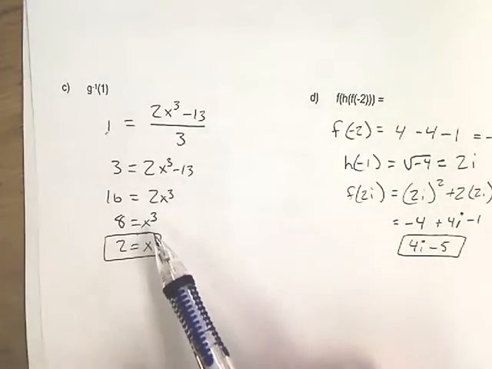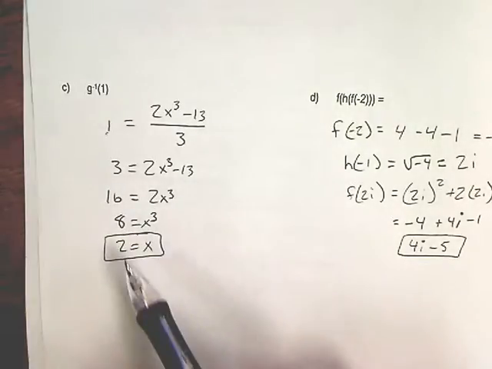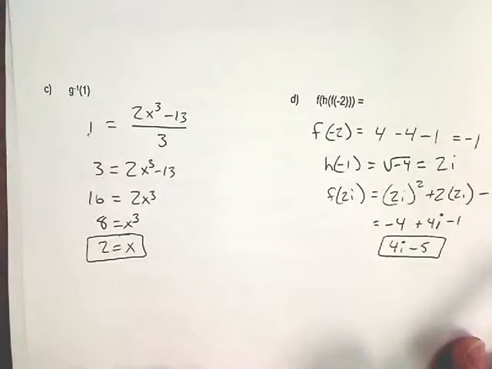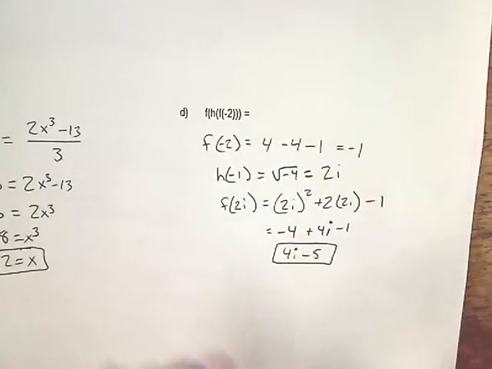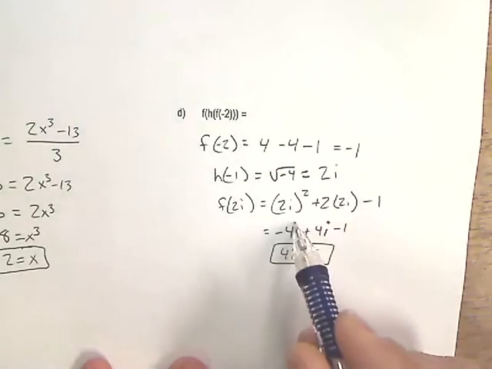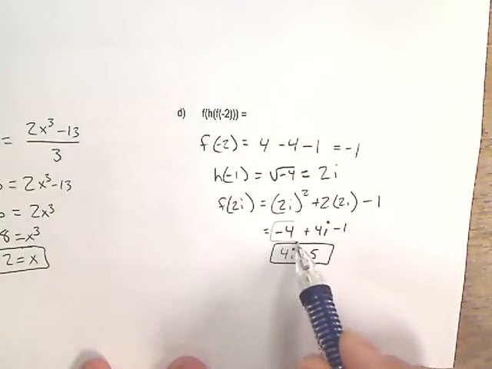What number times itself 3 times equals 8? 2. Is it plus or minus 2? No, because negative 2 cubed would be negative 8. Biggest mistake was right there.